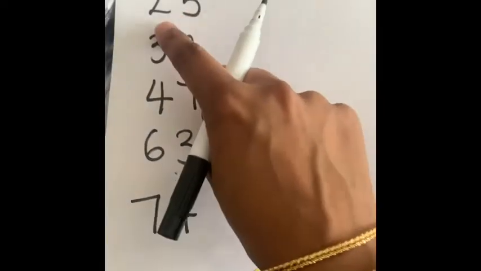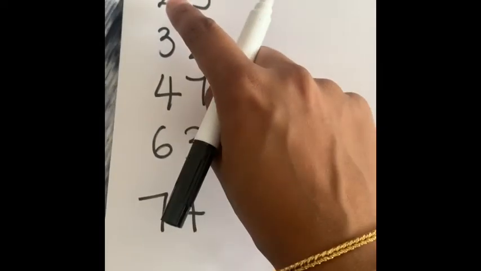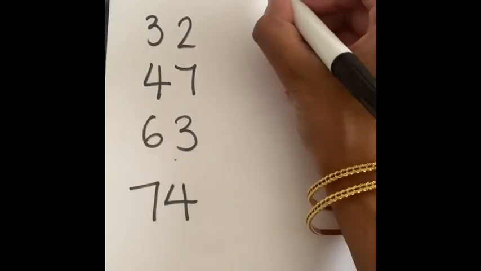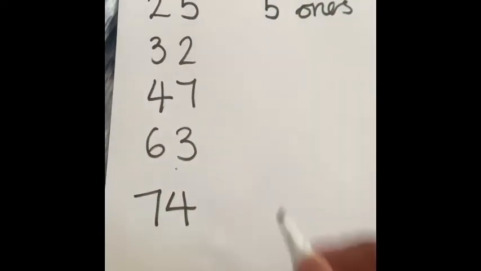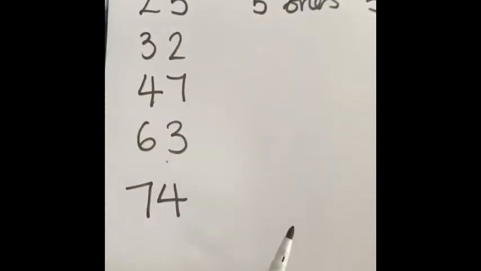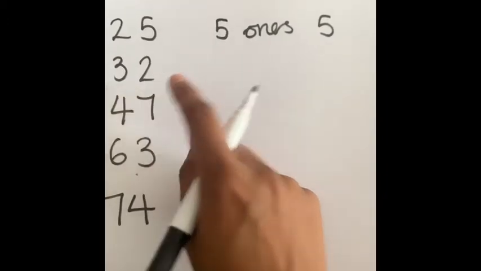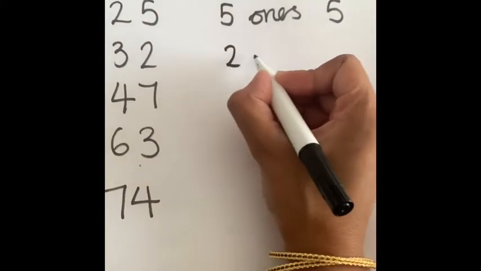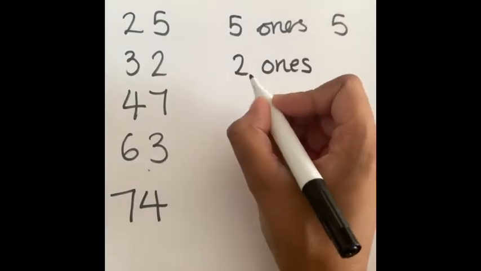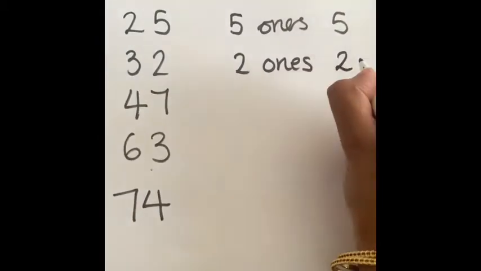So let's look at 25. What's the number 5 worth in 25? The 5 means we have 5 ones. The 5 ones make 5. 32. What's the 2 worth? I know that 2 tells me that there are 2 ones. 2 ones make 2.